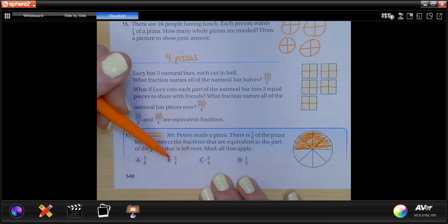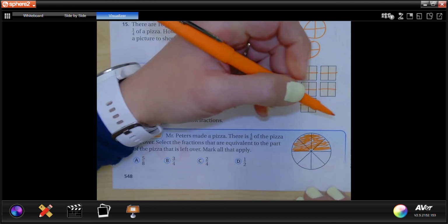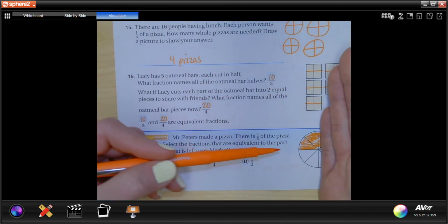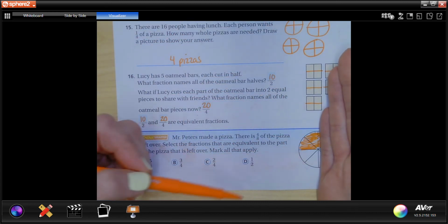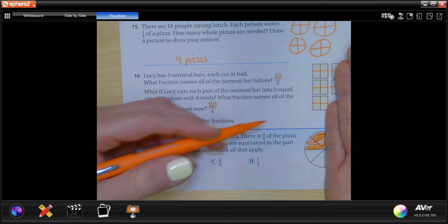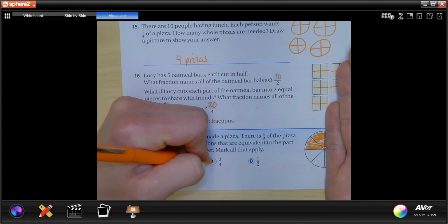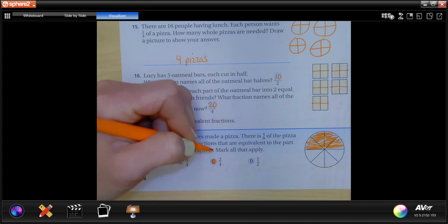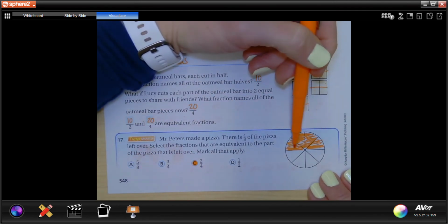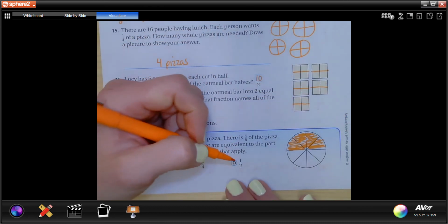What about 3 out of 4? So out of 4, 1, 2, 3, 4, are 3 of them colored? Nope. What about 2/4? Out of 4, are 2 of them colored in? 1, 2? Yes, 2 out of 4 are colored in, so that is correct. And what about half? If you cut it in half, is half colored? 1/2 is colored and the other half is not. So that is correct.